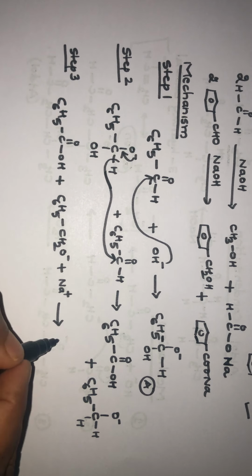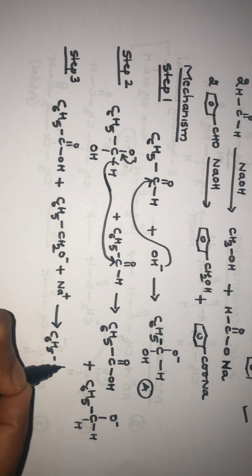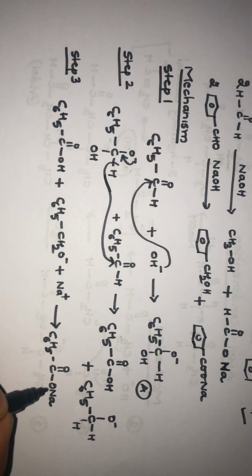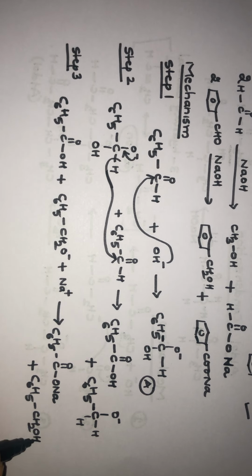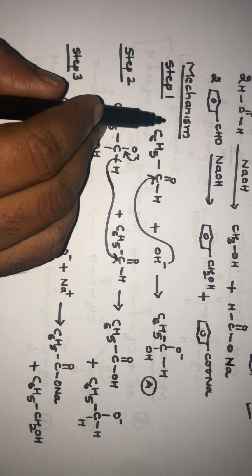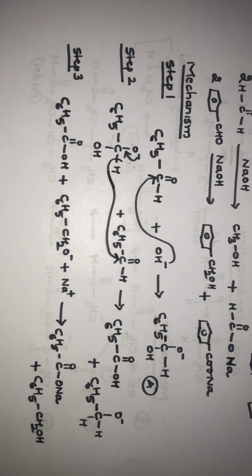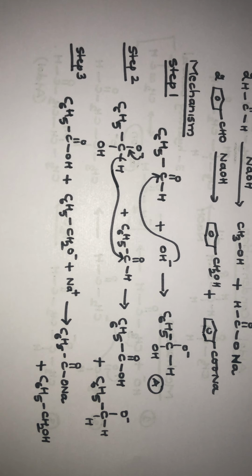A proton transfer takes place. So you get C6H5 C double bond O minus, that is O minus Na plus, and this alcohol is formed, C6H5 CH2OH. So two molecules of benzaldehyde will be used. One gets oxidized to acid, the other gets reduced to alcohol. So there will be self-oxidation and reduction taking place here. This reaction is referred to as the Cannizzaro reaction. A very important reaction it is.